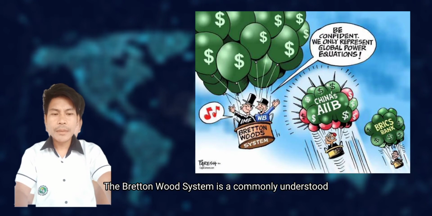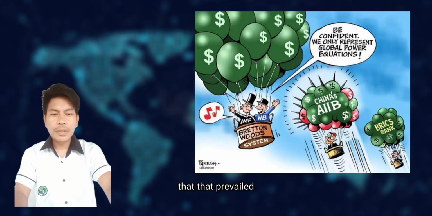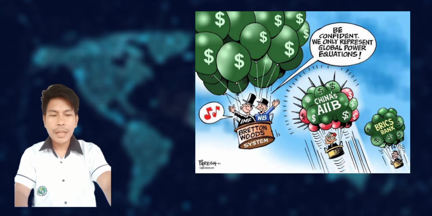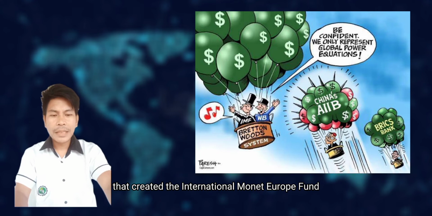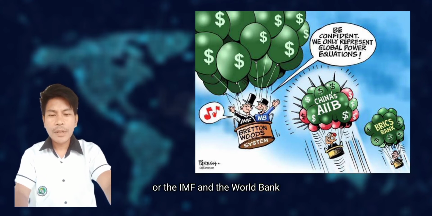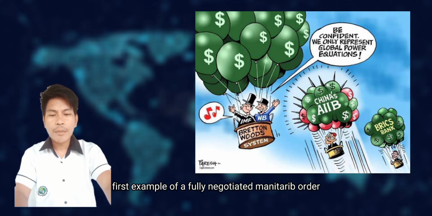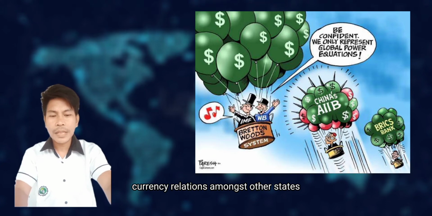The Bretton Woods system is commonly understood to refer to the international monetary regime that prevailed from the end of World War II until the early 1970s. Taking its name from the site of the 1944 conference that created the International Monetary Fund or the IMF and the World Bank, the Bretton Woods system was history's first example of a fully negotiated monetary order intended to govern currency relations among sovereign states.